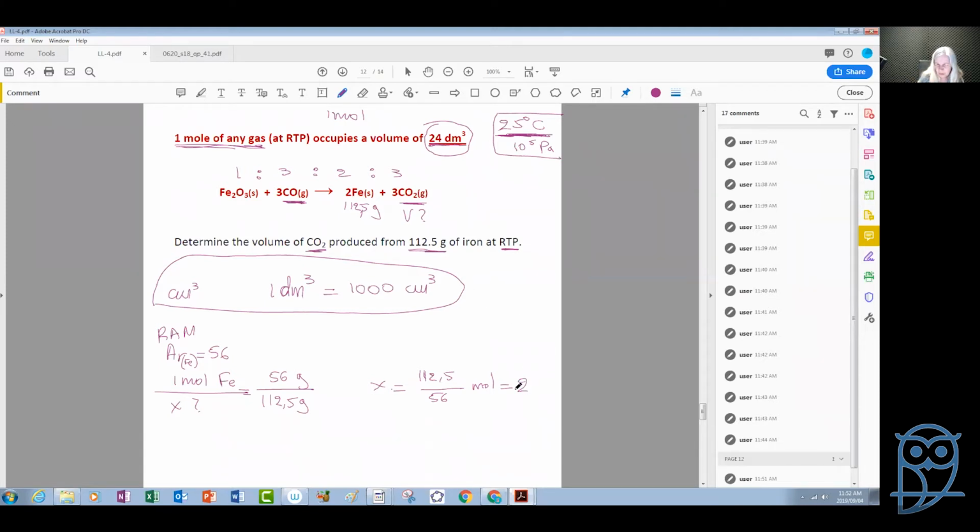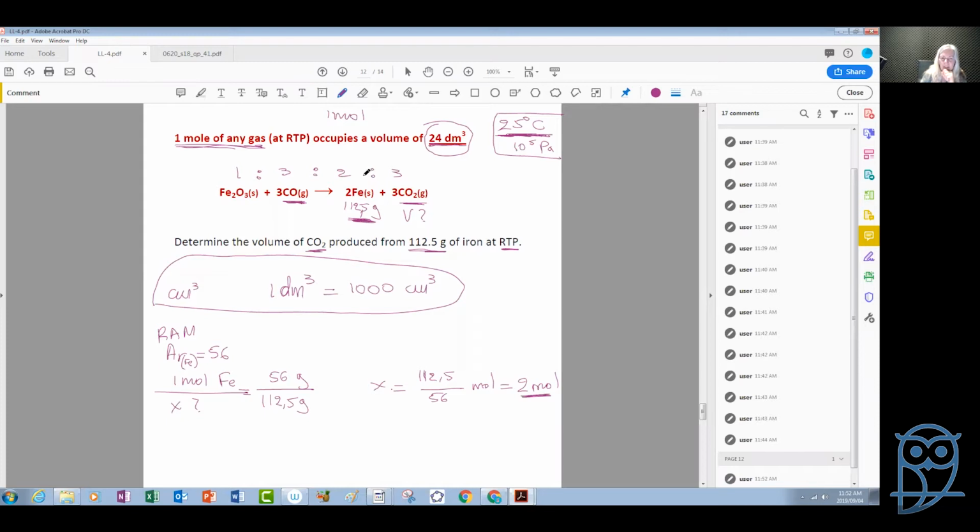Okay, let's take it as 2, a round number, so it makes our life easier. So we see that this mass that we are given of iron is actually 2 moles, which is very nice. Because we know that 2 moles now correspond to 3 moles of carbon dioxide from the actual reaction, 2 to 3, isn't it?